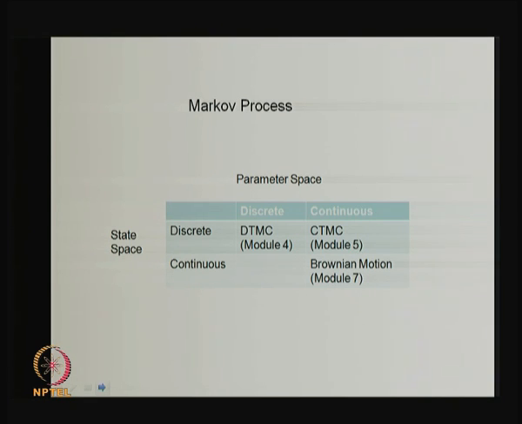A stochastic process satisfying the Markov property whose state space is discrete and the parameter space is continuous, that stochastic process is called the continuous time Markov chain, that we are going to discuss in module 5. There are other types of Markov process also, where the state space is continuous and the parameter space is also continuous, that is called the Brownian motion or Wiener process, that we are going to discuss in module 7. Now, in this lecture we are going to discuss the continuous time Markov chain under module 5.